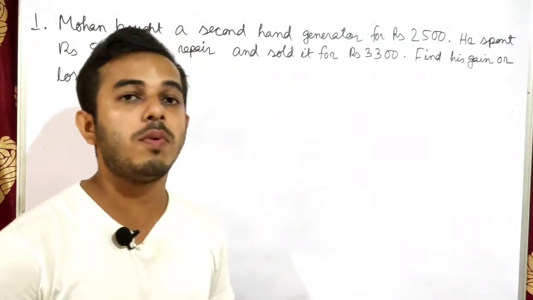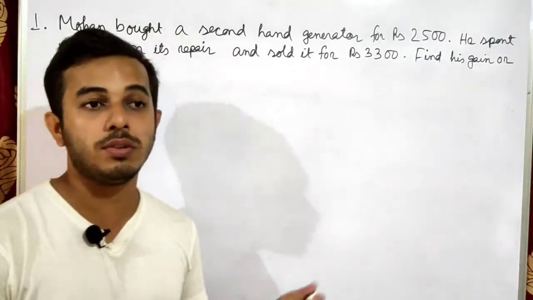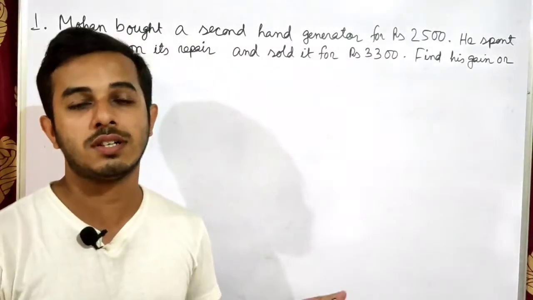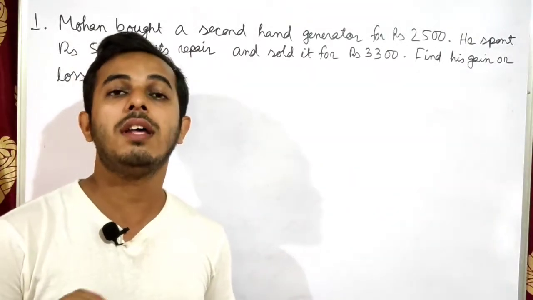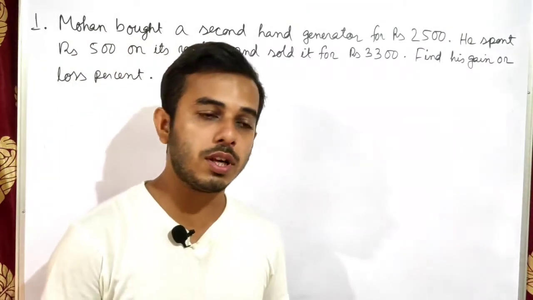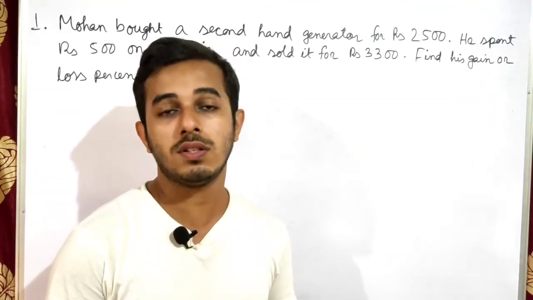Now we have to find whether he gained or lost in the transaction, and if gain or loss, then we have to find the gain or loss percent. So first of all, let us find the cost price.